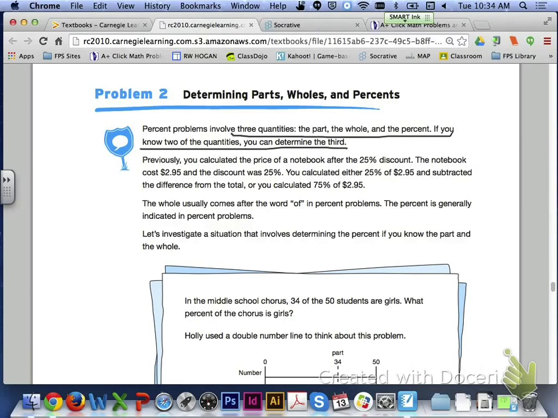It says previously you calculated the price of a notebook after the 25% discount. The notebook cost $2.95 and the discount was 25%. You calculated either 25% of the $2.95 and subtracted the difference from the total, or you can calculate 75% of $2.95 as well. The whole usually comes after the word "of" in percent problems. The percent is generally indicated in percent problems. So let's investigate a situation that involves determining the percent if you know the part and the whole.